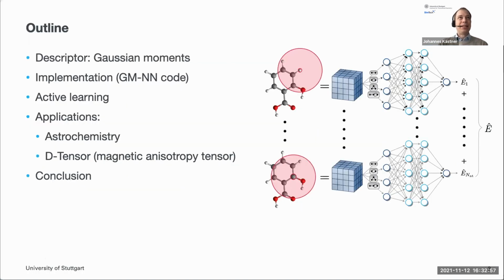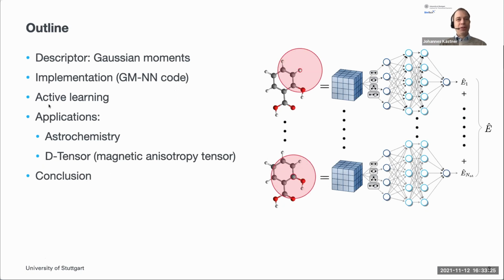So let's get into what I'm going to tell you today. I will first cover Gaussian moments, which is one particular descriptor, one way of transforming Cartesian coordinates into an input for machine learning techniques. Michele Gerardi has given a nice introduction in what descriptors are, so I can essentially skip the first quarter of my talk. Then I will tell you a bit about the implementation, details on how one can make such a code actually very fast and very efficient.